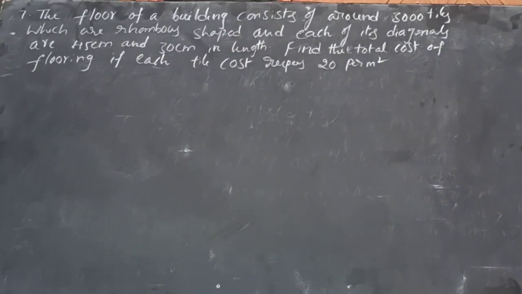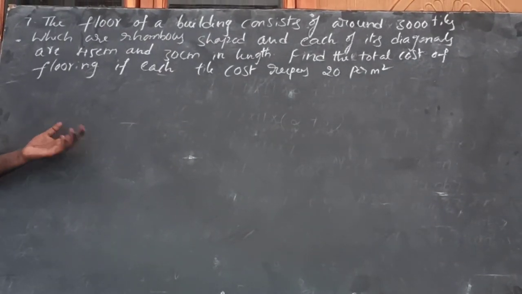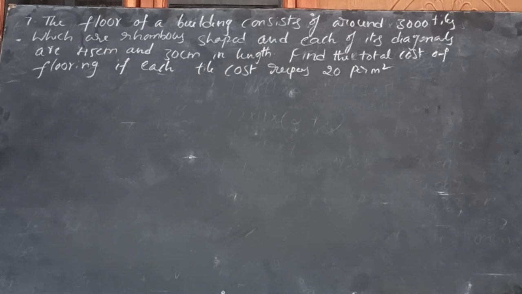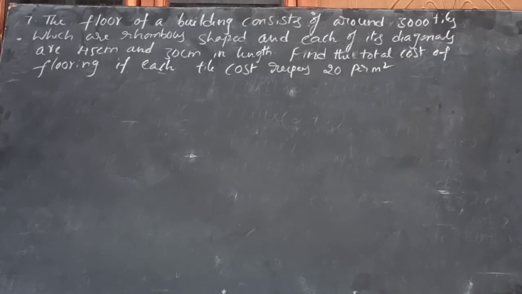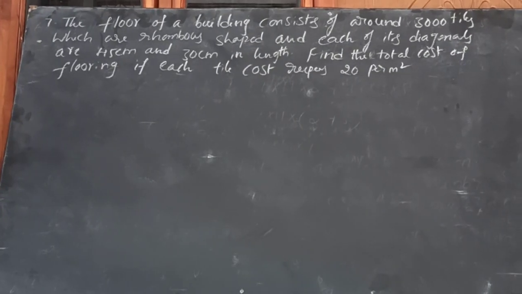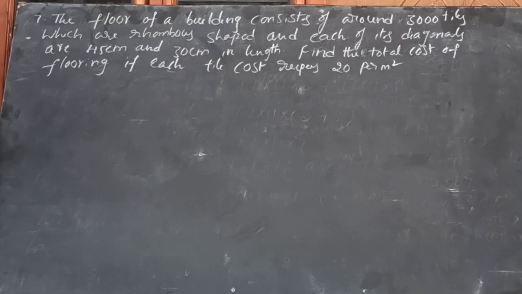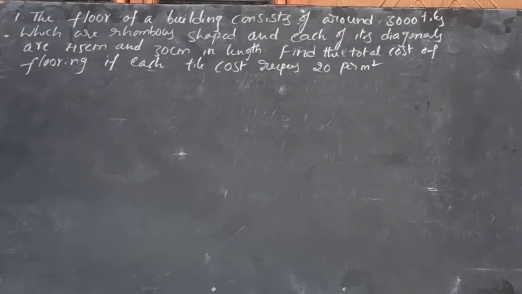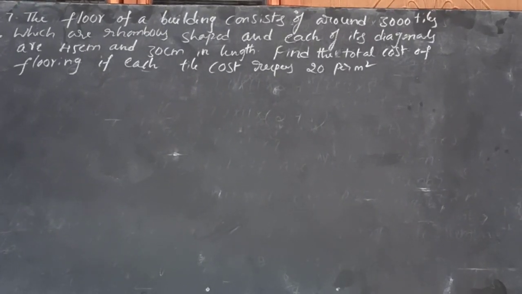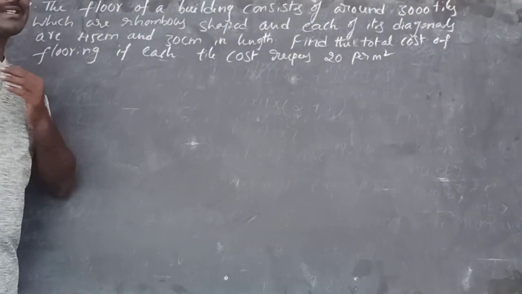First exercise, 7th one. So here, what is the question? The floor of a building consists of around 3000 tiles which are rhombus shaped, and each of its diagonals are 45 cm and 30 cm in length. Find the total cost of flooring if each tile costs 20 rupees per meter square.